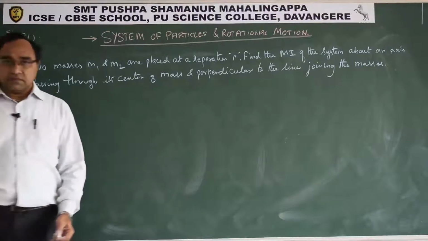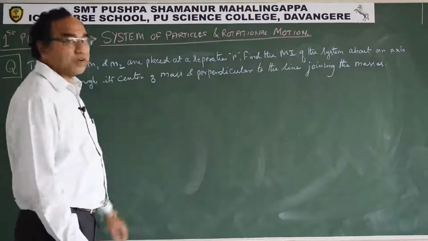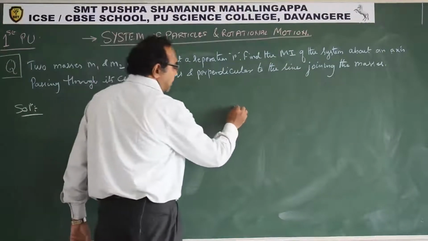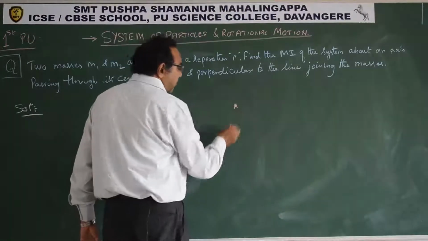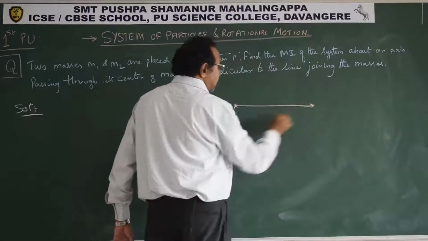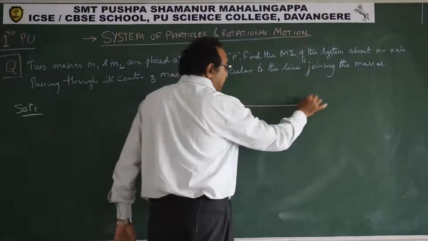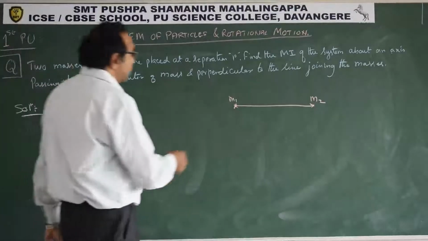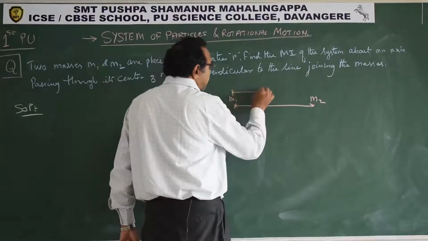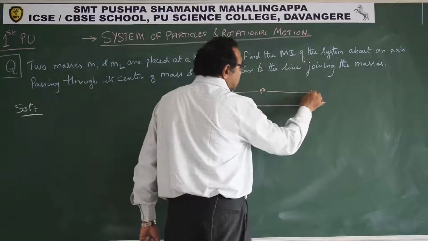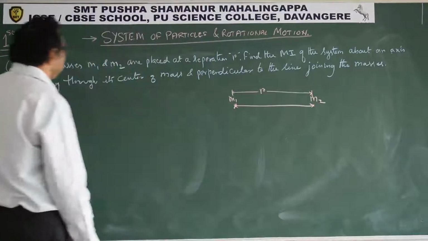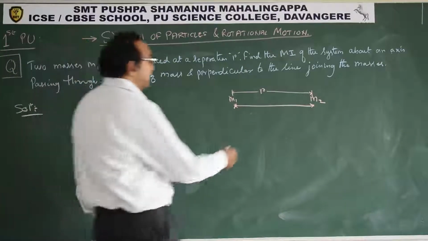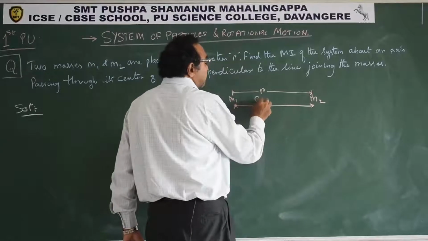So if we have a rough diagram of what the question says, it will become very easy. Two masses are there. Please understand here. Let us say this is M1 and this is M2. So M1 is here, M2 is here. Two masses M1 and M2 are placed at a separation R. The question says this distance is R. Now what it says, let us say the center of mass lies somewhere here.